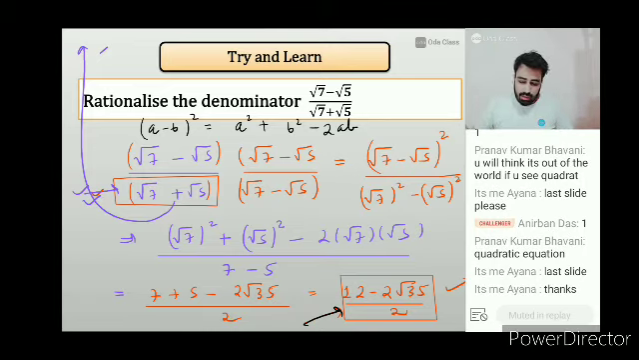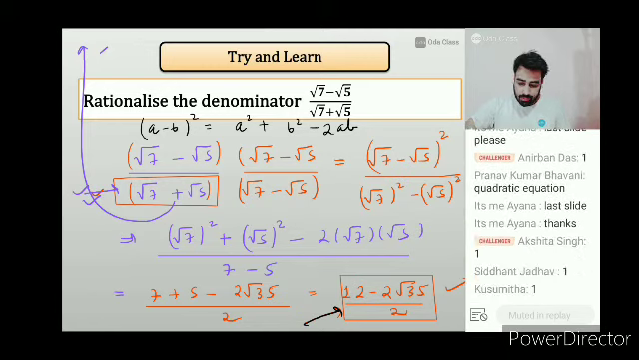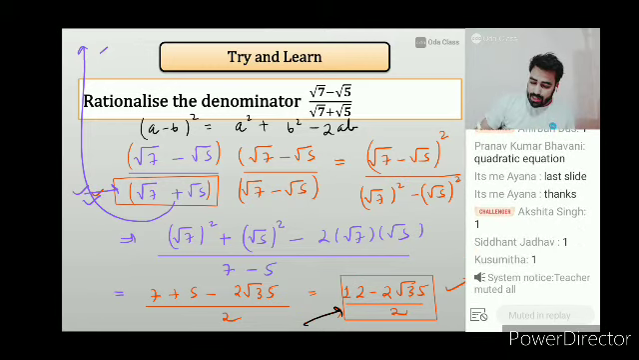Is it clear, everyone? Anyone who has difficulty? ठीक है, मैं फिर से समझा देता हूँ. The question, if you see, was this. Based on the denominator, root of 7 plus root of 5 was the denominator. So I have written here that root of 7 minus root of 5 will be the rationalizing factor.